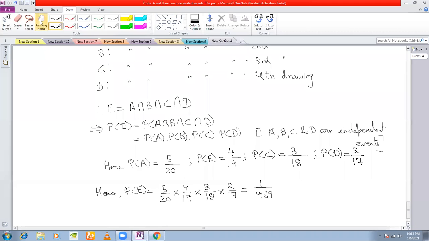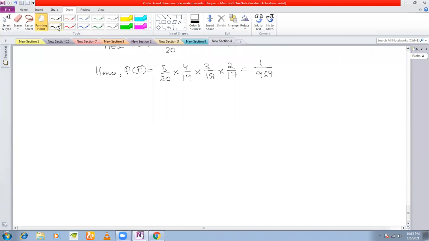Okay, so let us now move on to miscellaneous problems. 2 problems I've already done. These problems will be a mix of types 1, 2, 3, and 4. You will have to decide which case this is.